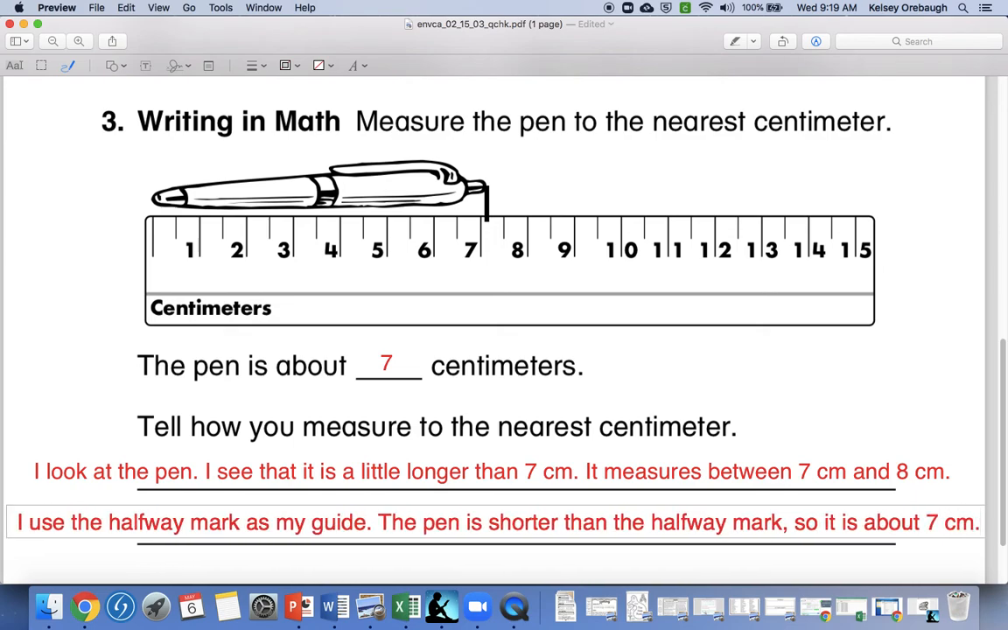All right, there's our explanation. Tell how you measure to the nearest centimeter. I look at the pen. I see that it is longer than 7 centimeters. It measures between 7 centimeters and 8 centimeters. I then use the halfway mark as my guide. The pen is shorter than the halfway mark, so it is about 7 centimeters long. All right, that is a correct measurement. And this is a very complete and correct explanation giving the steps for using centimeters to measure an object.